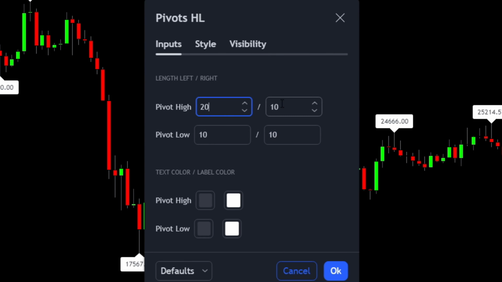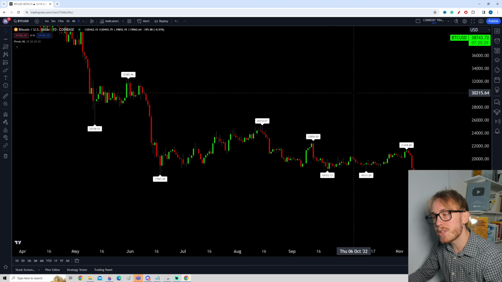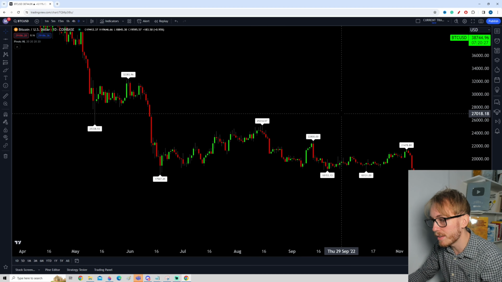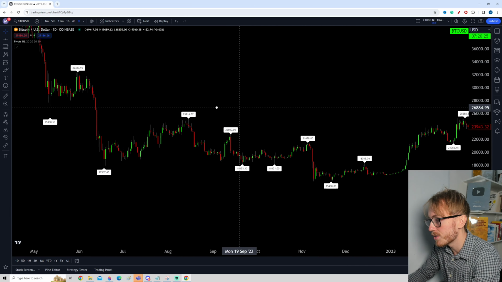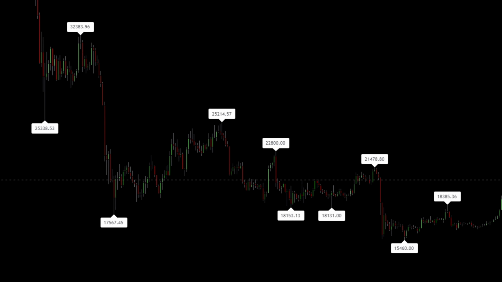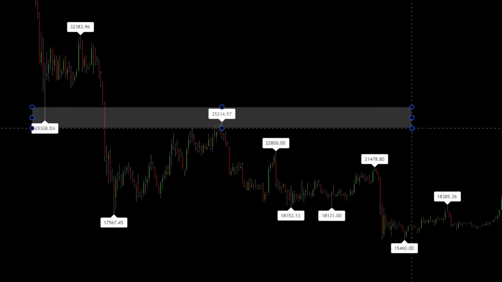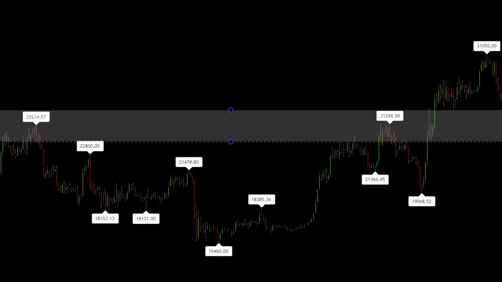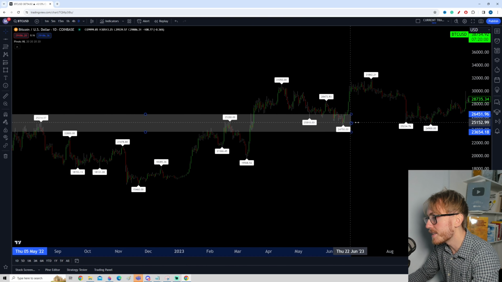So if we increase this number, let's double all the numbers here to 20, you will see that we will get more significant pivot points in the market. So let's do that and press OK. And how can we use this indicator to find the most significant support and resistance levels? Well, if we zoom out a bit here, what you will realize is that many of the best support and resistance areas will contain many of these pivot points.